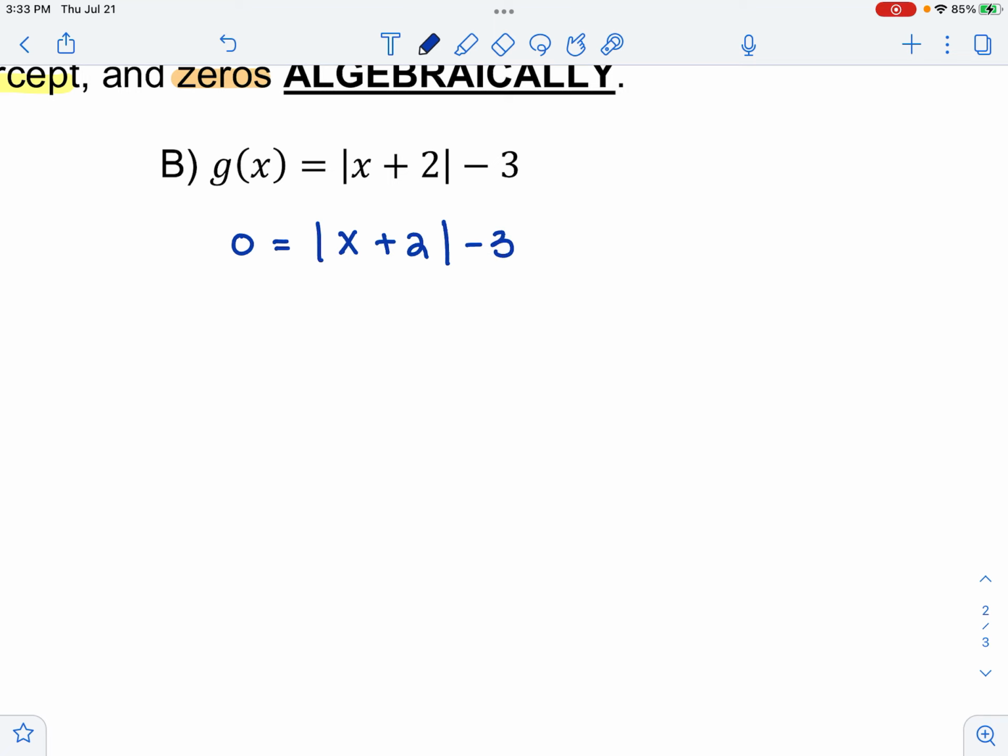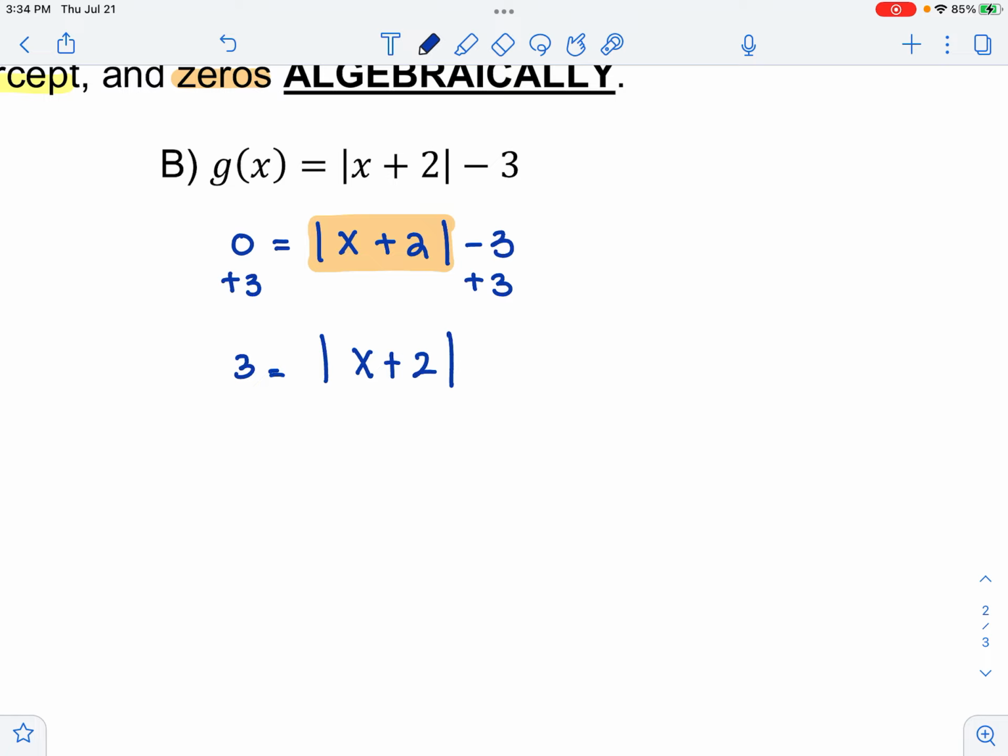All right, now we need to solve this. This is an absolute value equation. So first thing I want to do is get this absolute value by itself, okay? So I'm going to add 3 to both sides. 3 equals the absolute value of x plus 2.